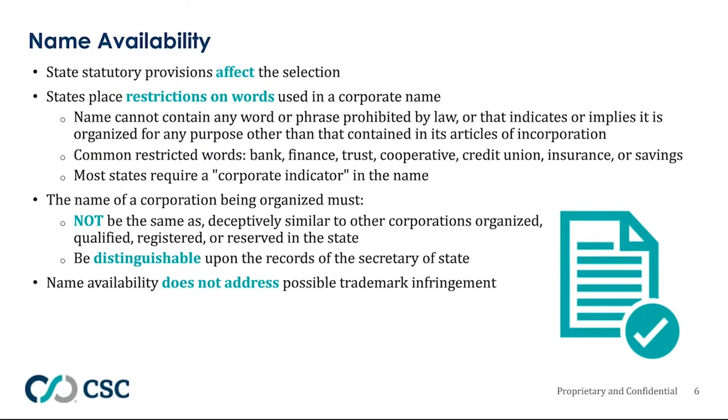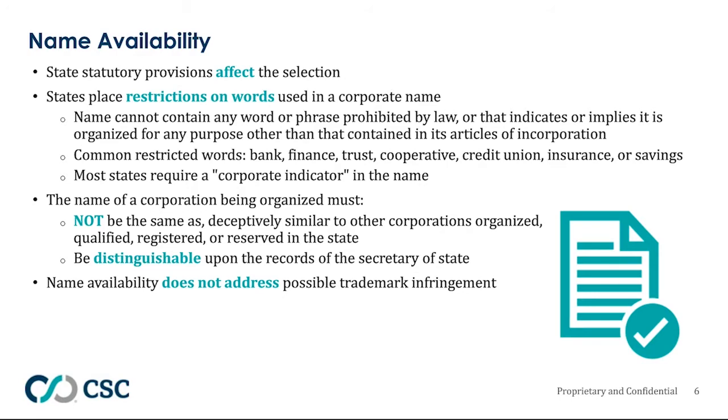Okay, now we're going to discuss name availability. State statutes greatly affect the selection of a name. Some states place restrictions on words used in a name. Names cannot contain a word or a phrase prohibited by law that indicate a type of business that the company is not authorized to pursue by their articles of incorporation. Common restricted words are bank, finance, trust, insurance. An example of that is in New York, I recently formed a company called 123 Bank Street Holdings Corporation.